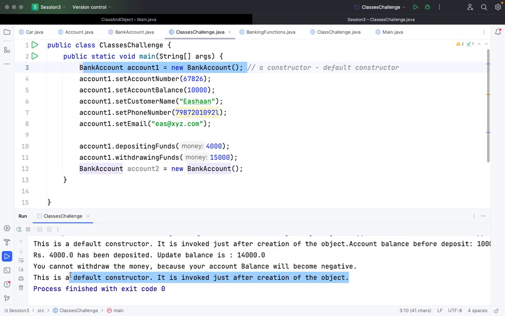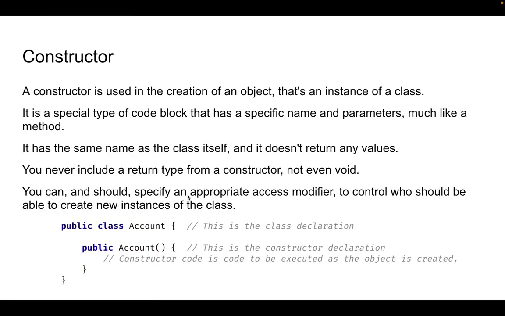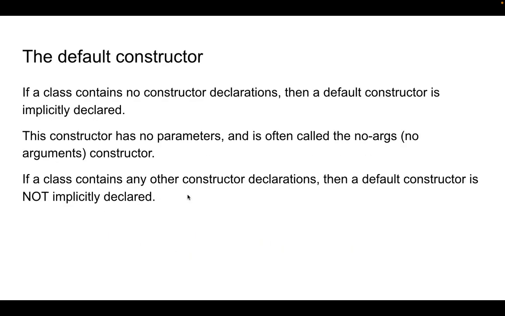So as we can see, this is a default constructor. Java usually creates it, it doesn't need to be added to the code, it is implicitly there during compilation, but we have made it explicit in this case. Okay, so this is one type of constructor, called the default constructor, and as I said, it doesn't have any parameter, so it is often called a no-arg constructor. If a class contains any other constructor declaration, then the default constructor is not implicitly declared. Okay, so that is one thing.